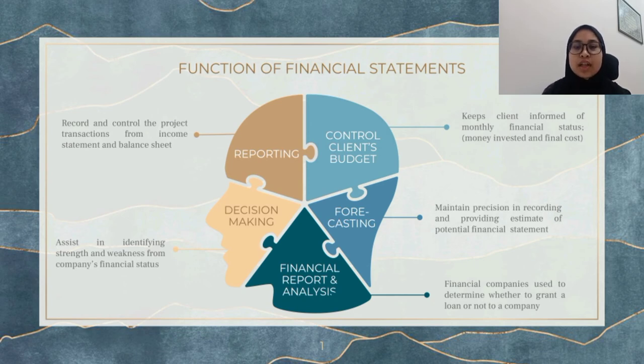So for the third function, to control client budget. As we know, the quantity surveyor always keeps the client aware of the financial status of the construction period every month. The client is concerned not only with the actual expense, but also with the future payments in order to provide adequate finance available to support and manage the project. The financial statement keeps the client informed about the project, divided into money that has already been invested and the project's expected final cost.